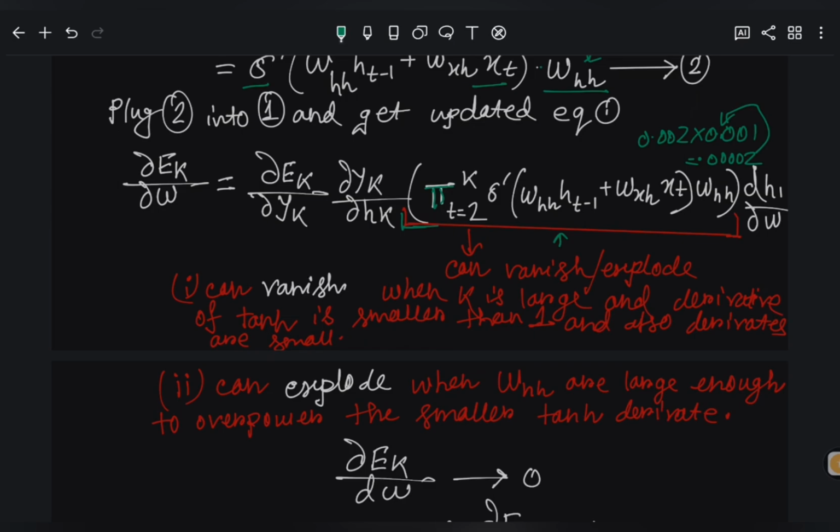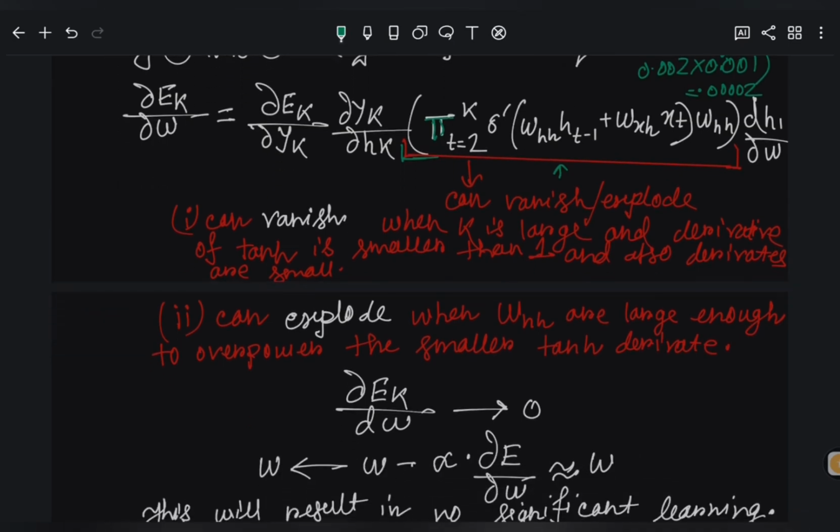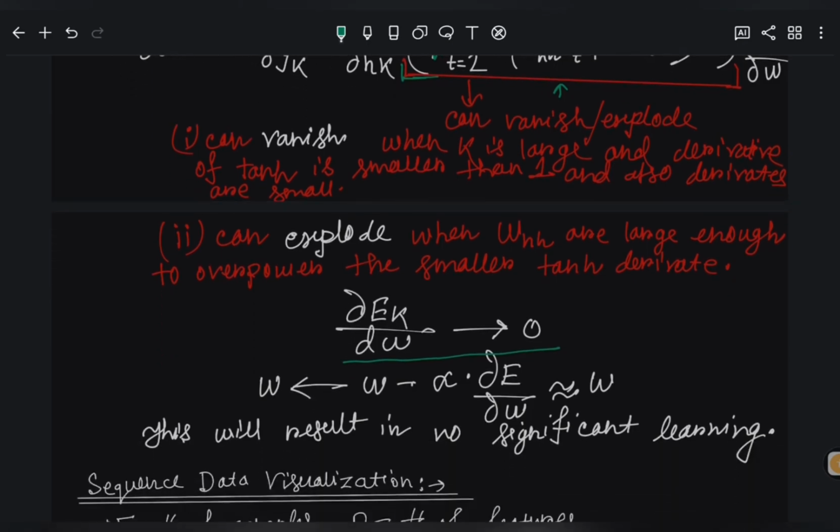It can also have the problem of exploding gradient when your W_hh is large enough to overpower the smaller tanh derivative. So in both cases, we can have either the vanishing gradient problem or the exploding gradient problem. In the case of vanishing gradient, your del E_k by del W will become very close to 0. If I plug this value, which is very close to 0, into the gradient descent update, your W will not change very much and will remain stagnant. So your learning will not be proper, and the gradients will not help in optimizing the weights associated with this network, right?